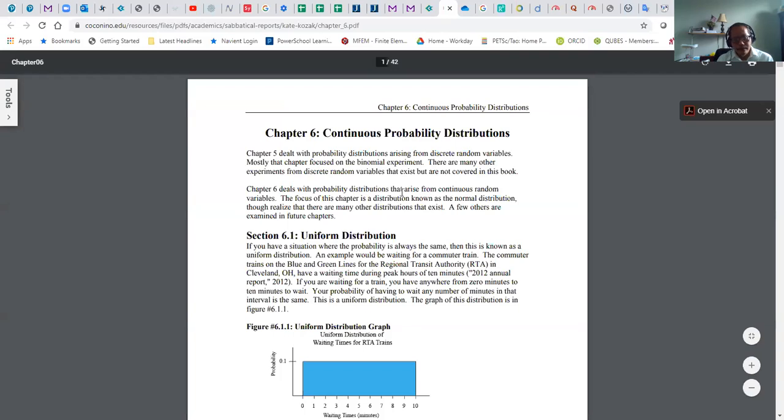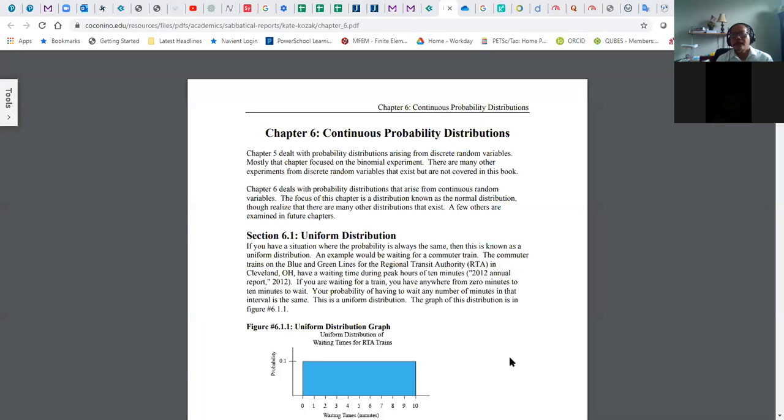Yeah, last week we discussed chapter 5, right? Chapter 5 is about the discrete probability distribution. Okay, and for chapter 6 we discuss continuous probability distribution. In chapter 5 we discussed binomial distribution, right? So chapter 6 is talking about continuous probability distribution.